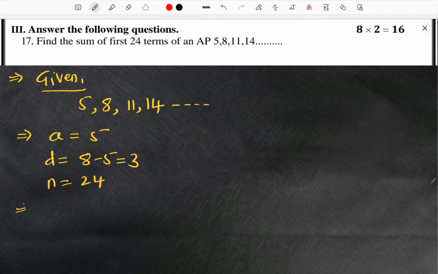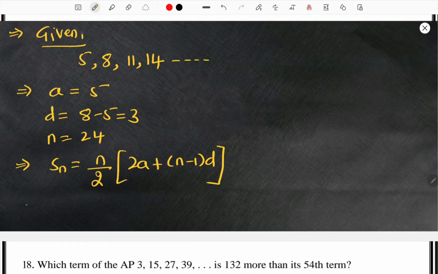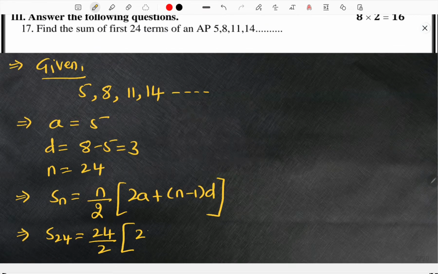Alright, so now Sn is equal to, what is the formula? Sn is equal to n by 2 bracket 2a plus n minus 1 into d. So this is the formula. And we want the sum of how many terms? We want the sum of 24 terms. So it becomes S24 is equal to 24 divided by 2 bracket 2a, 2 into a is 5, plus n minus 1 into d. What is n? n is 24. 24 minus 1 into d is going to be 3.